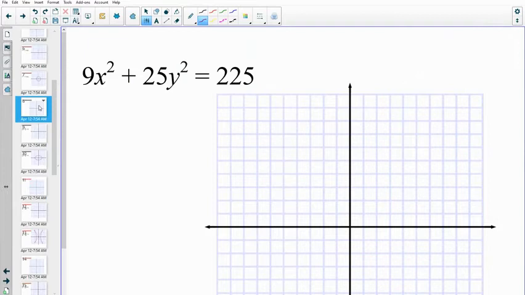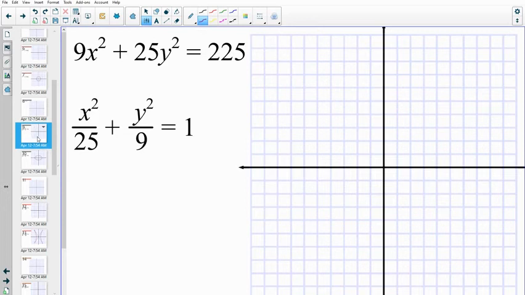Next one we have is similar to the first one we did. Coefficients are different, so I'll divide both the left side and the right side by 225 to bring myself into this form. This is, again, similar to one that we've done before, so I'm going a little bit more quickly. I'll identify the horizontal axis by looking at the square root of the denominator of the x term, the length to the vertical part of the ellipse, up and down by the square root of 9 or 3.